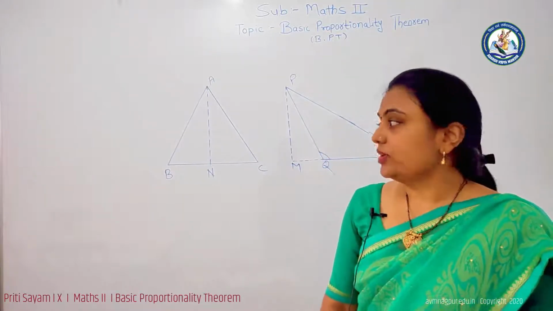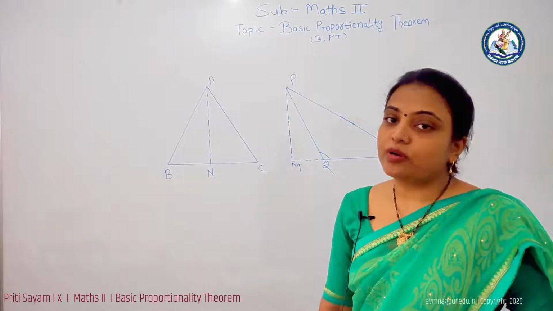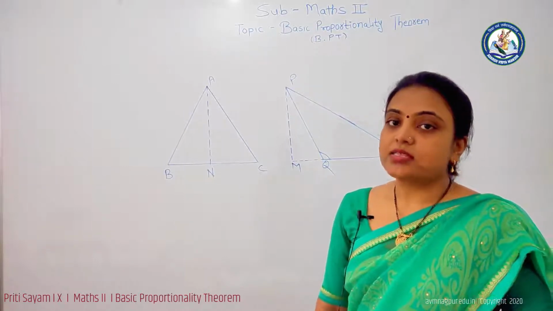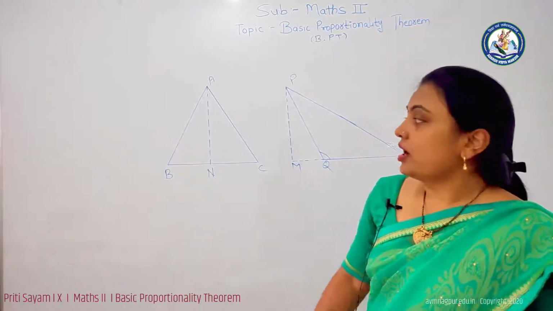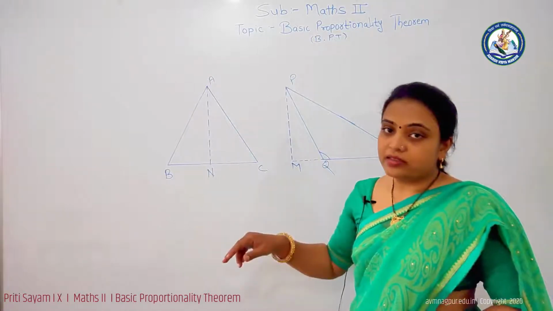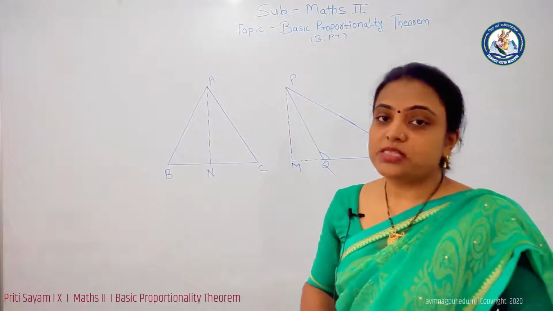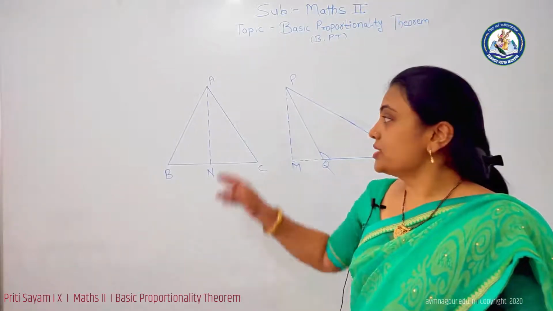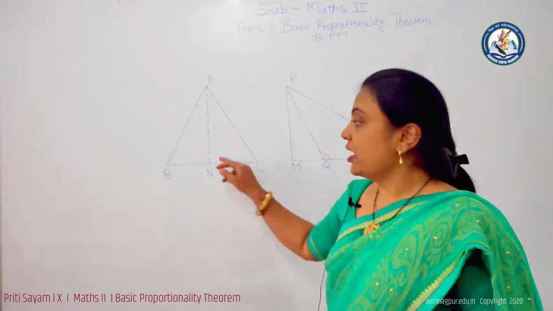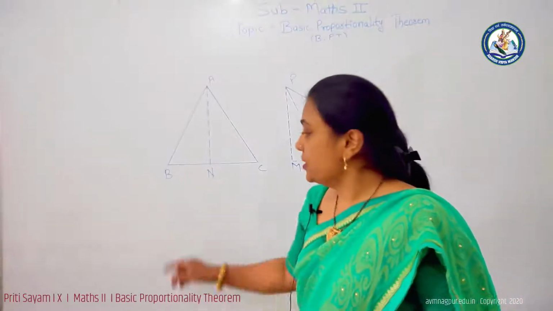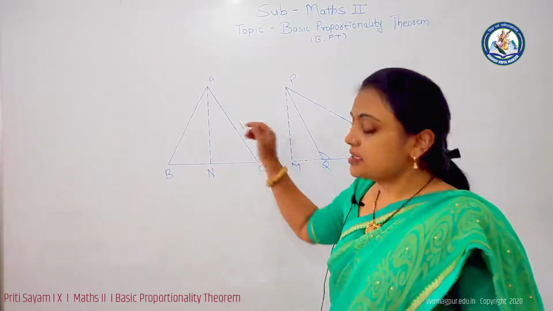For this theorem we need previous knowledge about triangles, such as the area of a triangle. As you know, for triangles, the area formula is half into base into height. Suppose this is a triangle ABC, and in this triangle ABC, BC is the base and AN is the height.